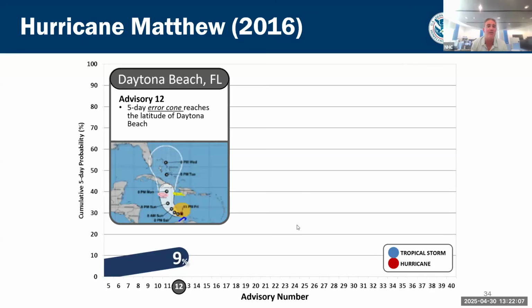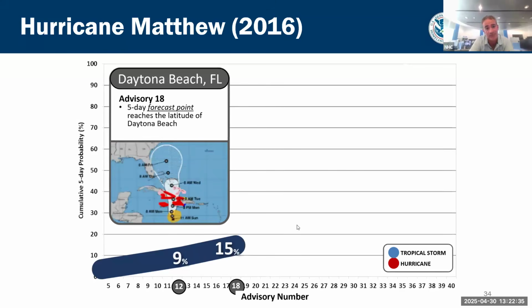So you can see the cone graphic for Matthew. This is advisory number 12. The 5-day error cone at this time was just about to the latitude of Daytona. But when you look at the dots, you'll notice that based on the forecast that we put together, the best shot is this passes to the east of Florida. All right, hang on to that thought. At this point, there's only a 9% chance of tropical storm force winds at Daytona, and there's no chance of hurricane force winds for now.